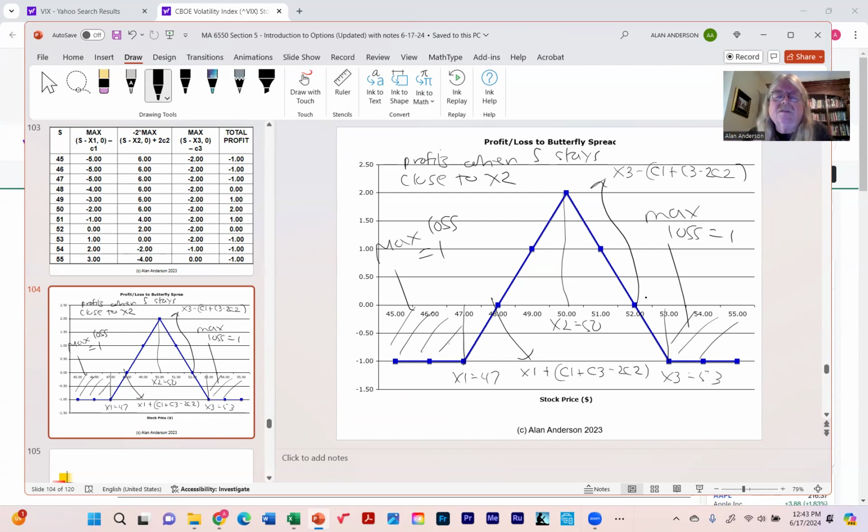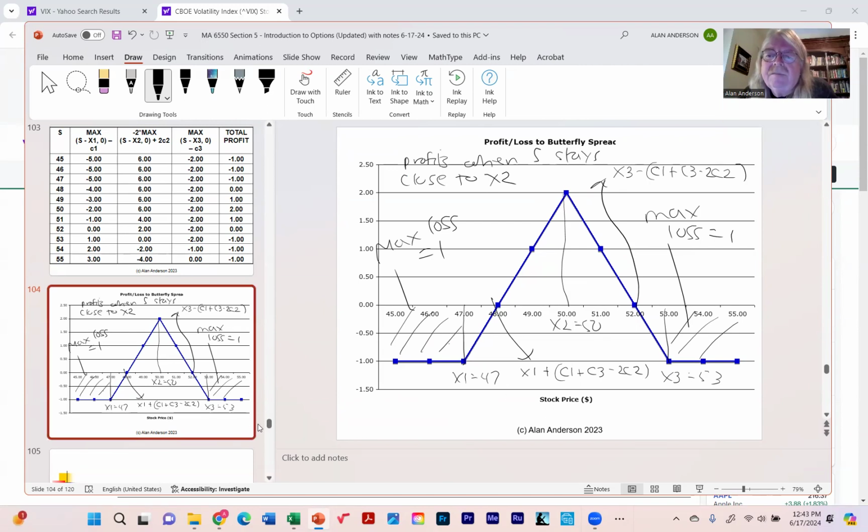Okay, so if we're assuming that the stock price is currently 50, if it stays right where it is, we'll have our maximum profit. If it doesn't go up by more than $2 or down by more than $2, we'll still make money. So in other words, what you're seeing here is a bet on low volatility, or you can think of it as a bet against volatility.